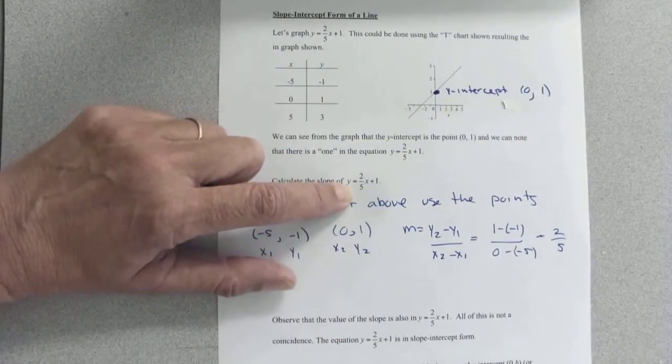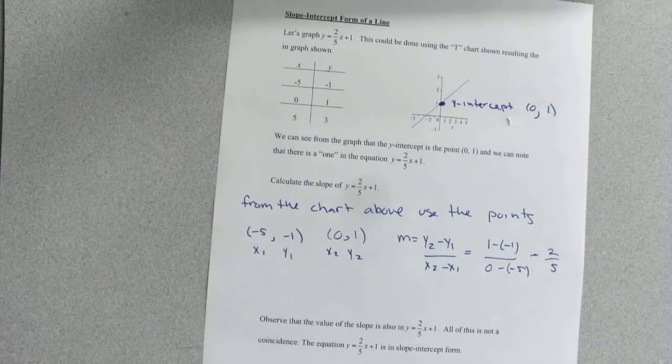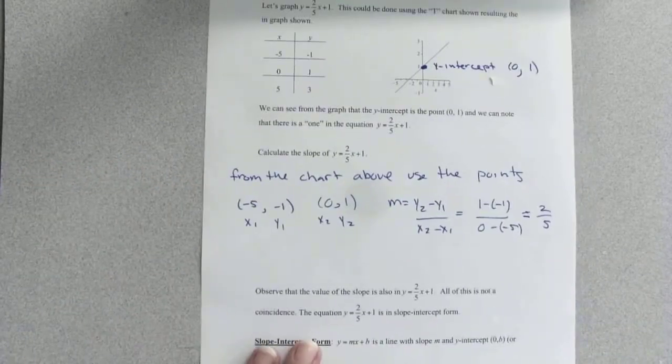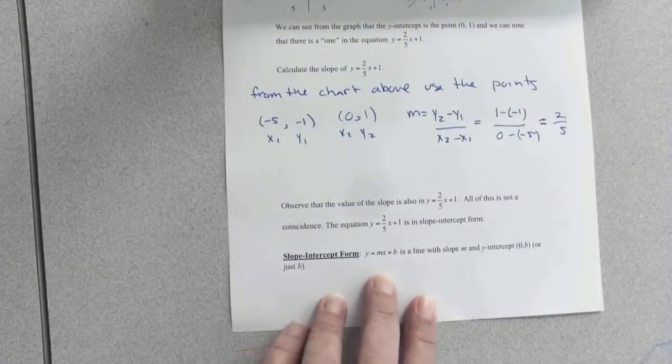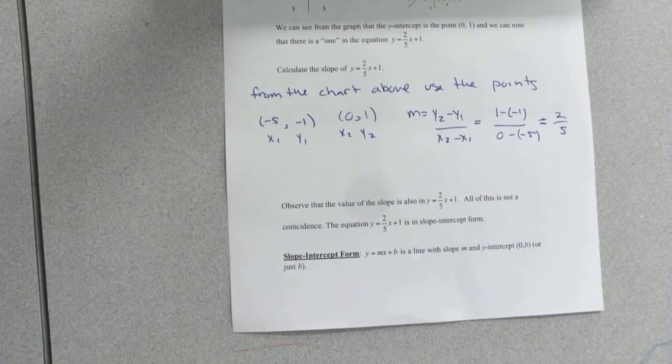Well, there's a 2/5 in the problem, too. Again, not a coincidence. It's all because when I'm in this form, which is called slope-intercept, y equals mx plus b is a line with slope m and y-intercept (0, b), or just b. Anytime I'm in that form, you automatically know what the slope and intercept are. The slope is the coefficient of the x, and it's just the number, not the x, and the y-intercept is just the number on the end.